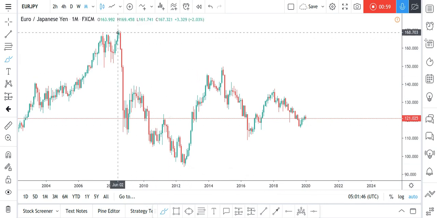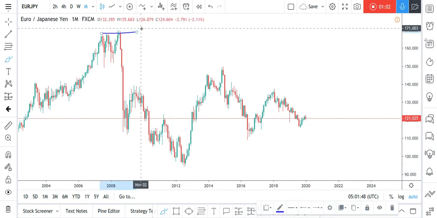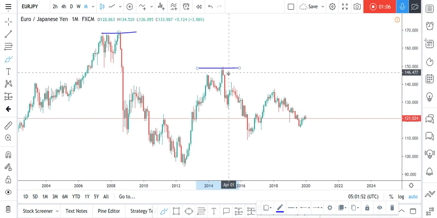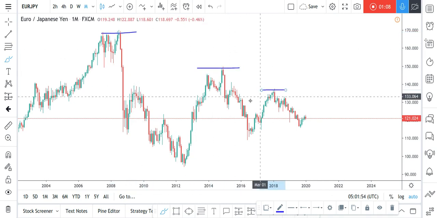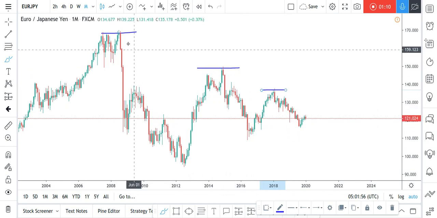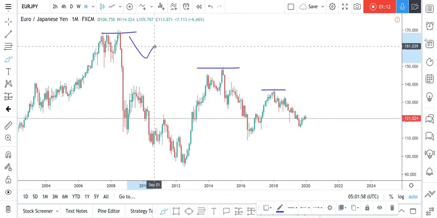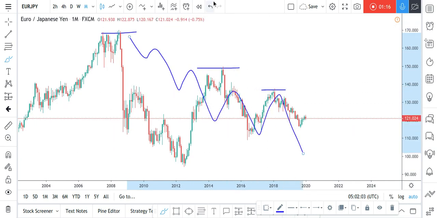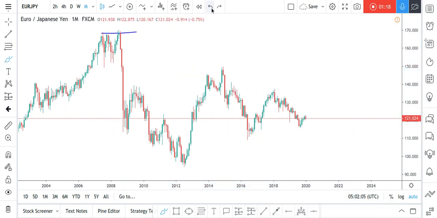On the monthly time frame, Euro Japanese yen, we have this double top over here, this high over here. Then we have a lower high, followed by another lower high. So what is the market trying to tell us? Basically, the market is starting to go down in steps, and what we can expect is the market is bearish from a monthly view.